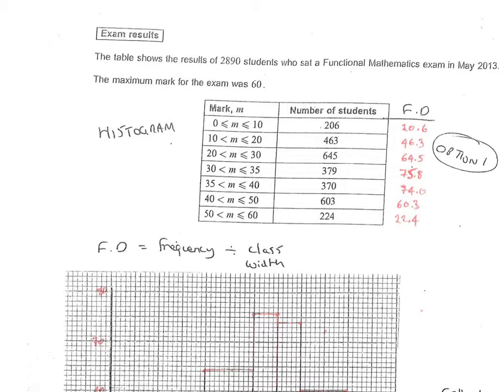Check you're getting all these frequency densities right. Then it comes to plotting the graph. Look at your biggest frequency density number. You need to go up to just under 80. And these marks will go along the bottom.